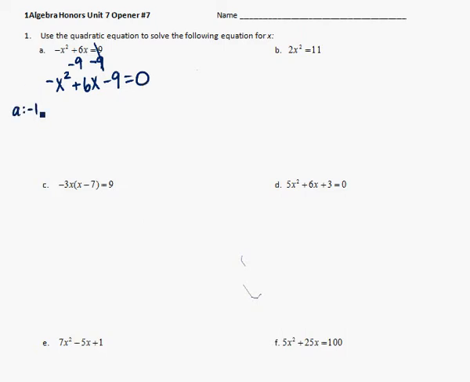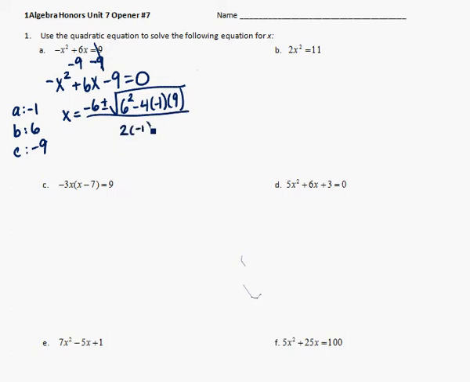My a is -1 because it's the coefficient of x squared. My b is 6 because it's the coefficient of x. And my c is -9 because it's the constant term. So x equals the opposite of 6 plus or minus the square root of 6 squared minus 4 times -1 times -9, all over 2 times -1.